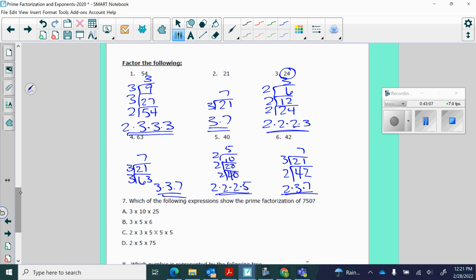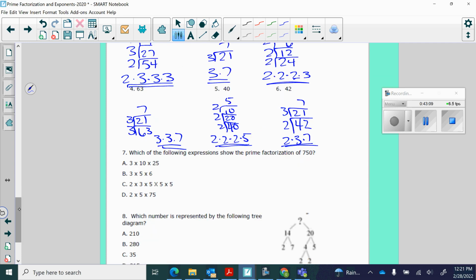Now, one big piece on this. Test-taking strategy. It says prime factorization, right? Can I have a composite number in a prime factorization? No. So as soon as I see a composite number, I know that number won't work. Composite number, it won't work. Composite number, it won't work. Did I actually have to do the prime factorization?